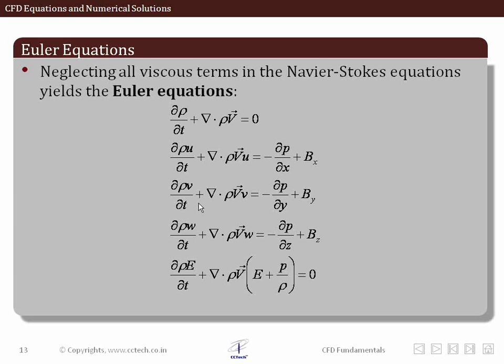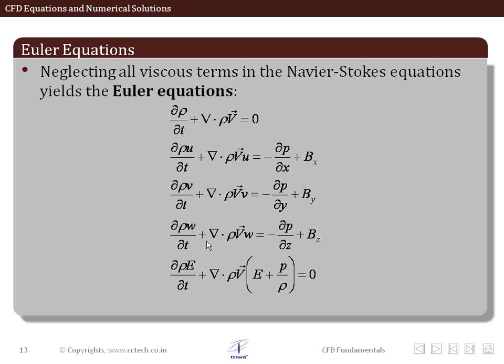Now that's where we have the Euler equations. The Euler equations, the continuity, the three momentum and the energy equation, they all contain the transient term and the advection term. Now that's the Euler equations.